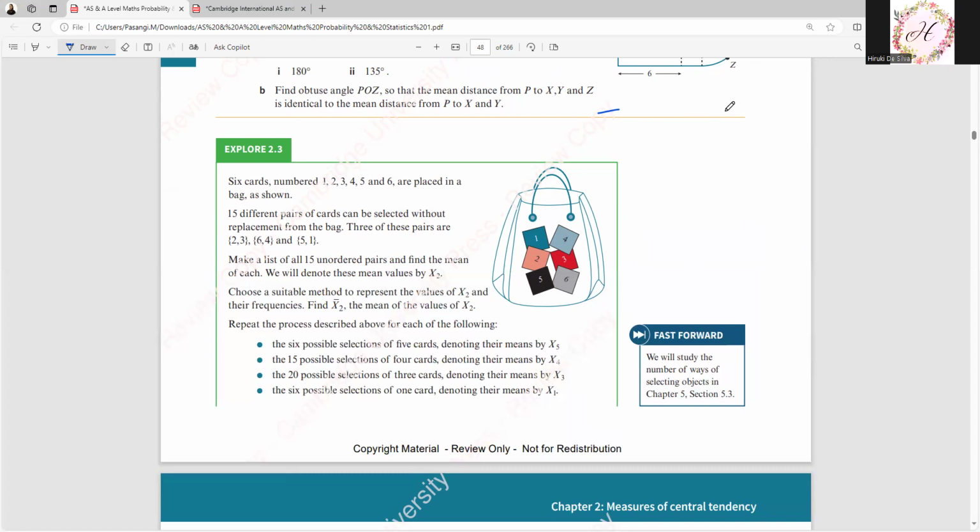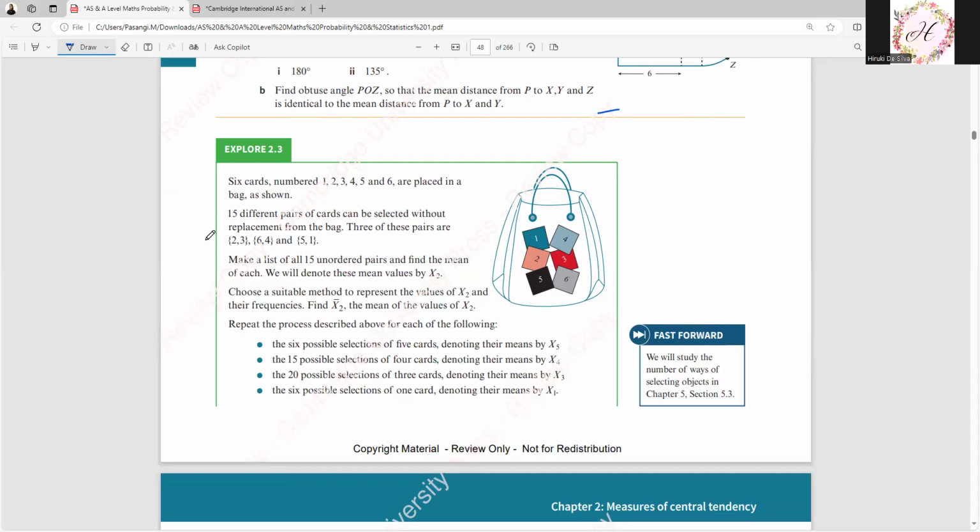What about without replacement? Without replacement means we take it from the bag and keep it aside, and then do the second choice. That's the without replacement, versus with replacement.